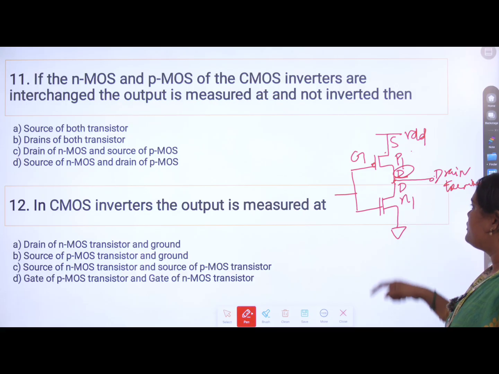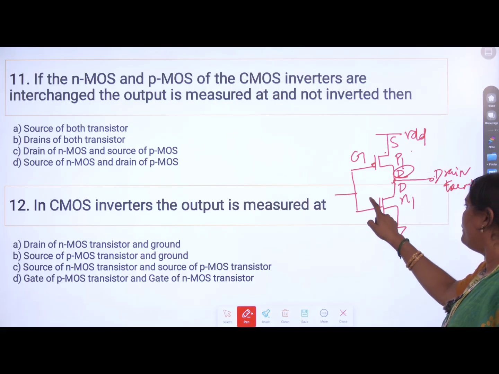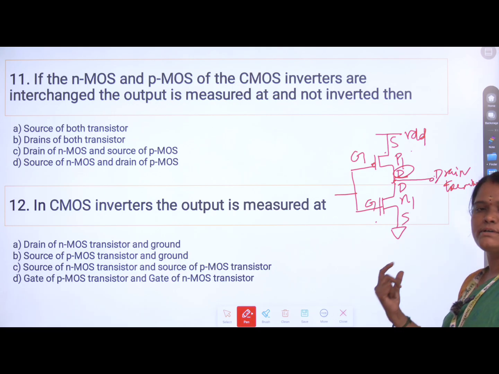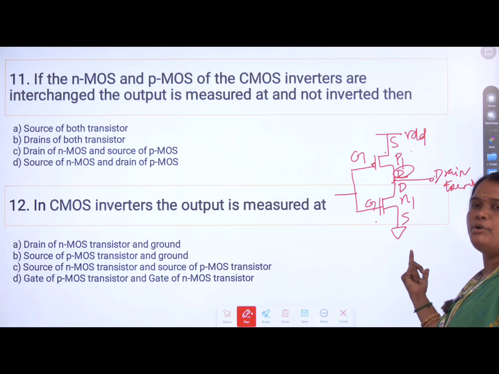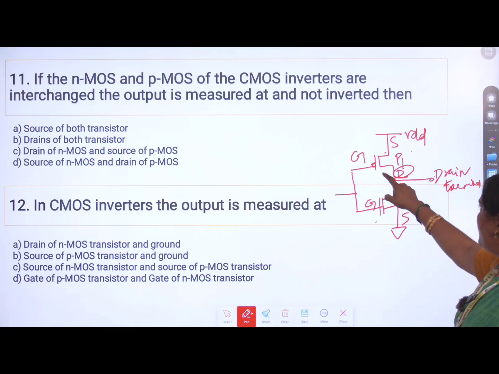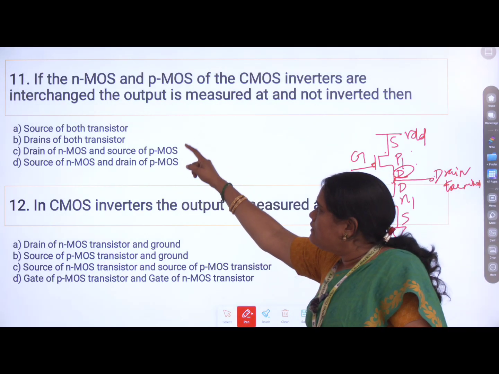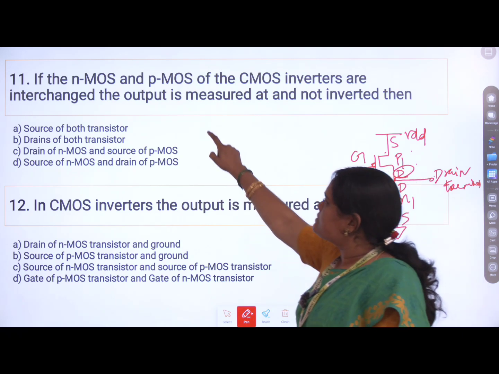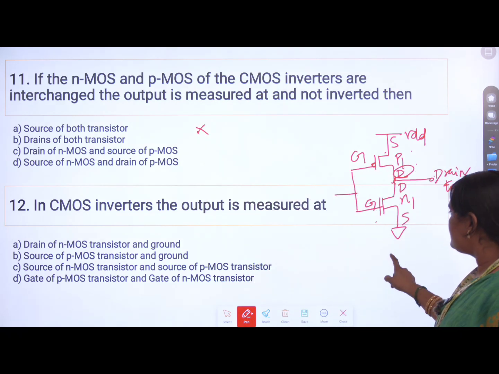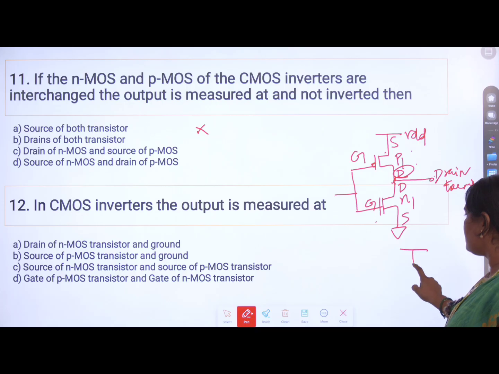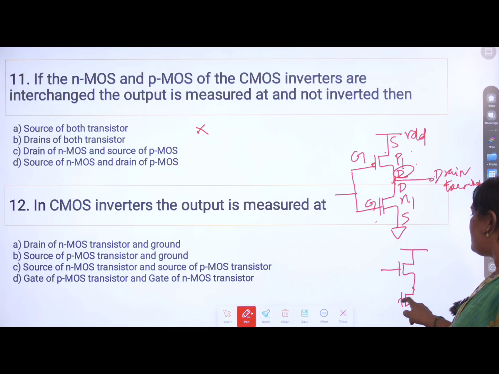Right. Now, look at this NMOS. In NMOS, the drain terminal is connected near to the output. This is your gate terminal, and the source terminal is connected to ground because of its pull down property. Now, the output comes across the drain of PMOS as well as the drain of NMOS. Now see the options. Source of both transistors, no. If it is exchanged, what will happen? Here one NMOS transistor is connected and here one PMOS transistor is connected and the terminals are interchanged.